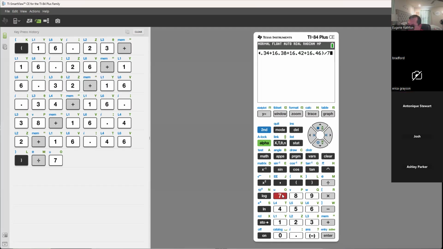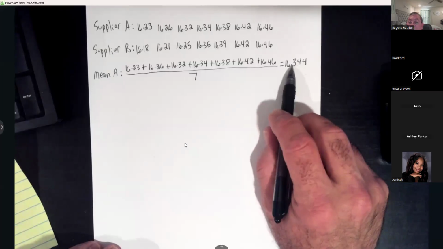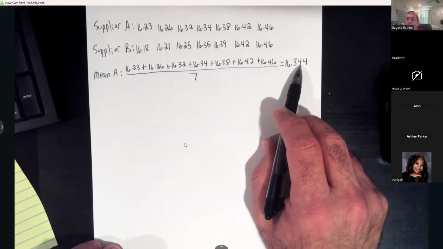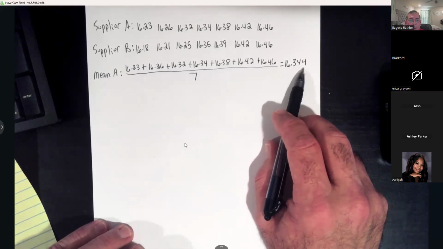All right, y'all. So when we hit enter, we'll get the mean, which is the average. Here we go, hitting enter. We get 16.344. I'm going to round it to about 3 digits until I see how MyMathLab wants me to round it, okay? I'm just going to leave it at 3 digits for now. They'll probably want me to round it to 2 places, but we'll see when we get there.